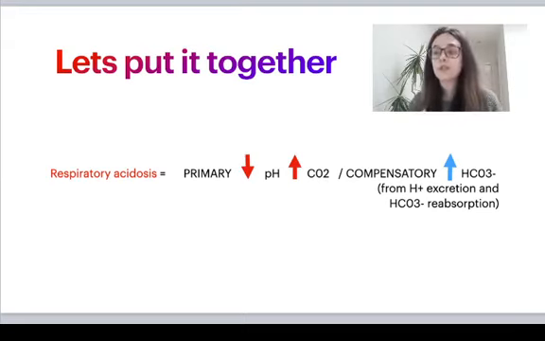So the kidneys will excrete the hydrogen ions and they will reabsorb the bicarb in the kidneys to try to pull back so they can try and tackle some of that acidosis with some bicarb, get that bicarb back into the body and mopping up those acids.